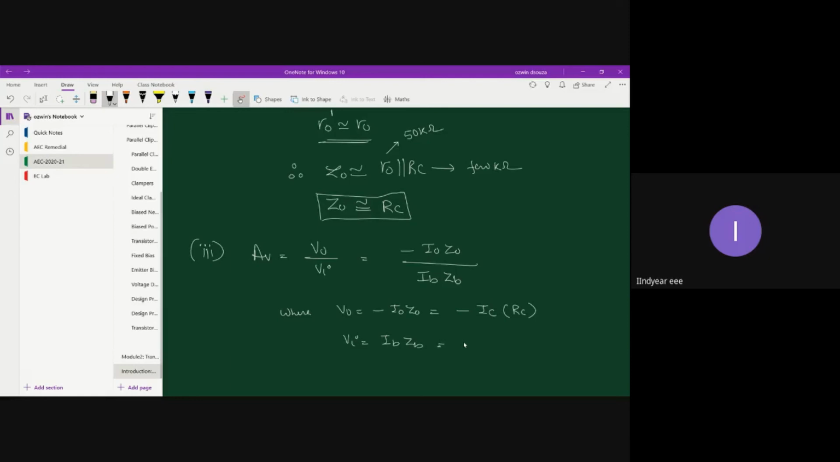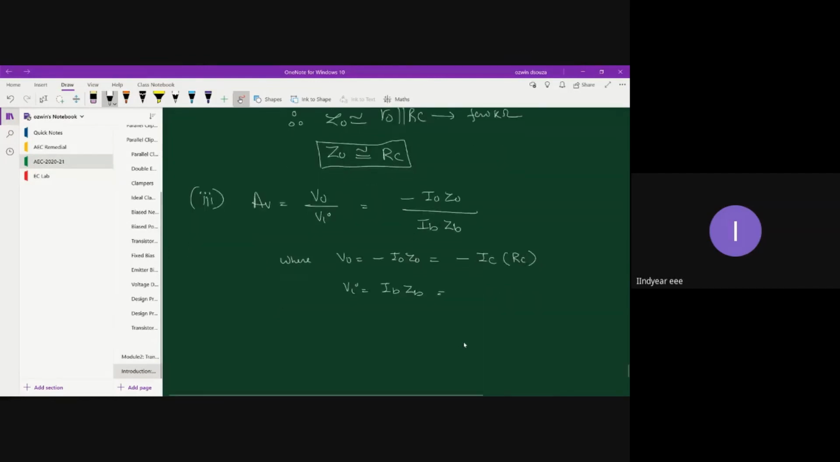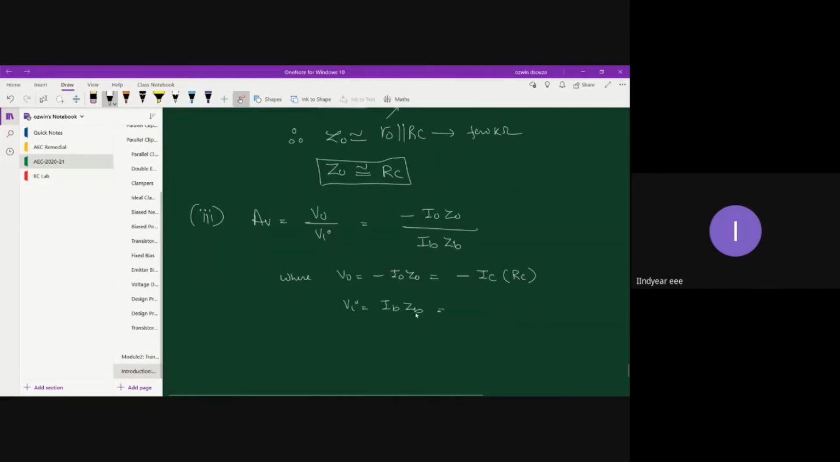Again, I'm taking IB because I can take out the ratio IC by IB. I do not want to take the ratio IC by Ii because Ii is unknown to me, but IB is known to me. That's the reason. So I'll take IB into ZB. What is ZB? You remember in the beginning, we have written an expression for ZB. That is beta re plus 1 plus beta times capital RE. So now let us take out the ratio.